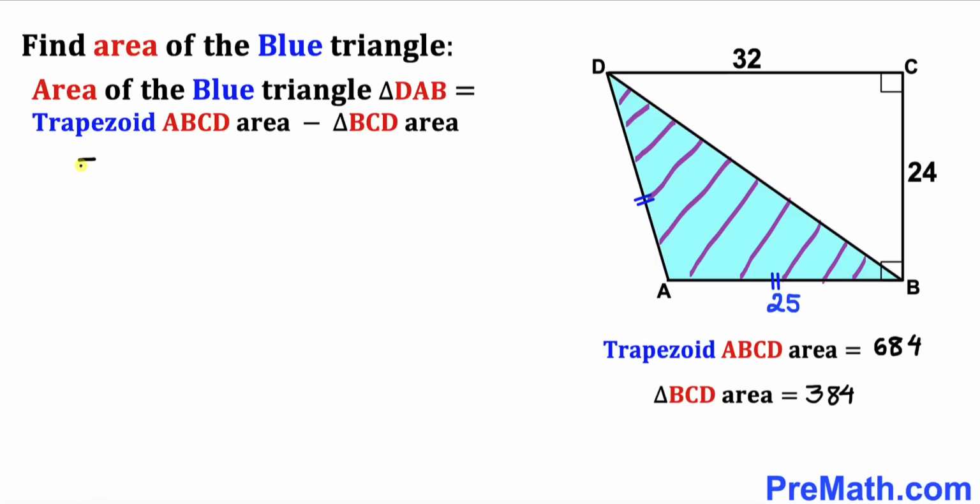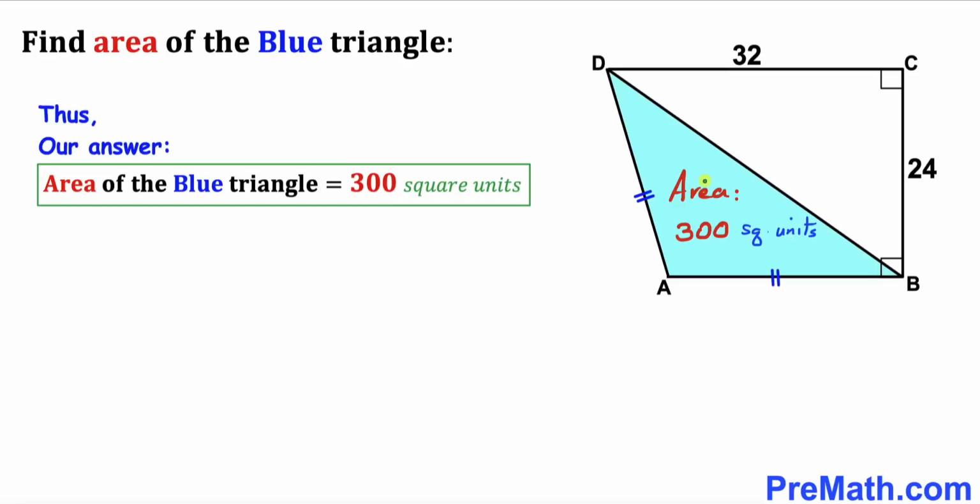So this area is going to be equal to, I'm going to replace this trapezoid area, which is 684, minus the triangle BCD area, which is 384. And if we subtract this thing, that is going to give us 300 square units. So thus the area of this blue shaded triangle DAB turns out to be 300 square units.